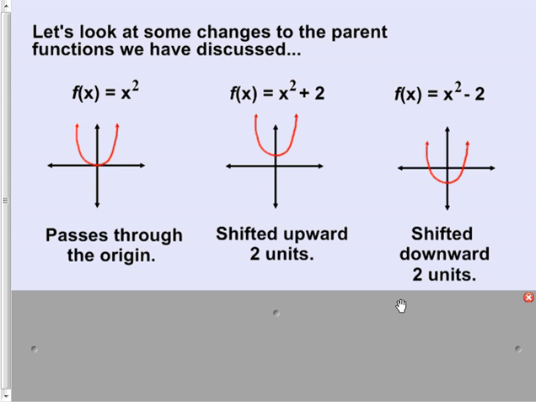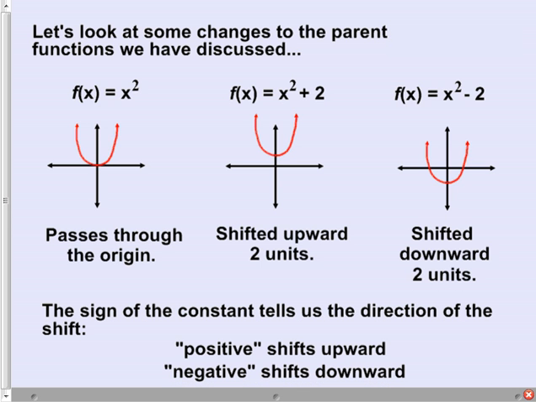The one in the middle shifted upward 2 units, while the one at the right is shifted downward 2 units. Okay, we started off with this one on purpose. This is actually the easiest of the adjustments that are going to be made to the parent function. Very easy to read, very easy to understand. And with a vertical shift, the sign of the constant tells us the direction of the shift.